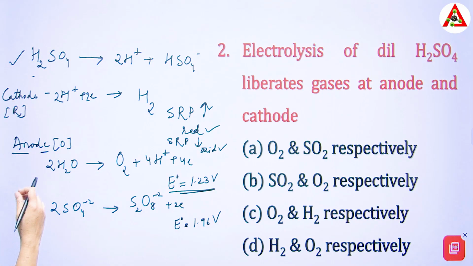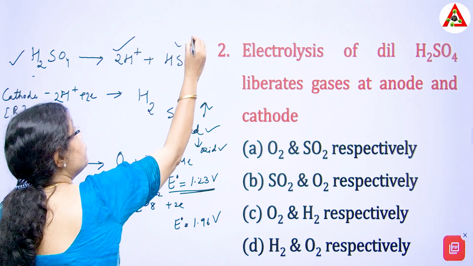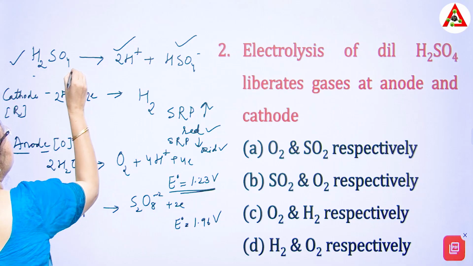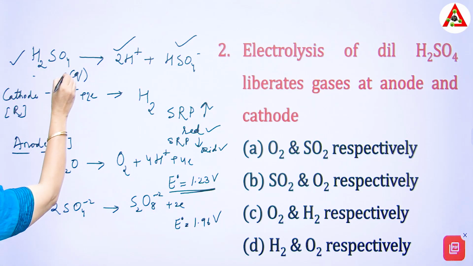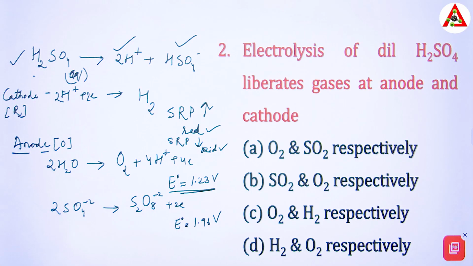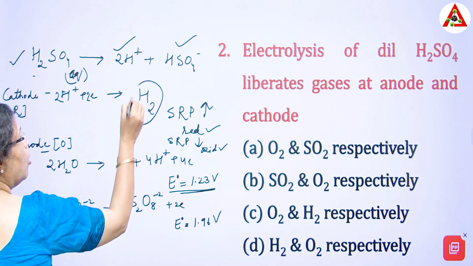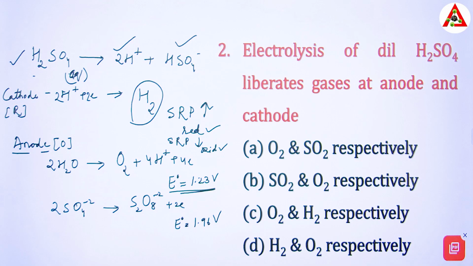Now just see, they are asking about dilute H2SO4. In case of dilute H2SO4, if you ionize, it gives H plus and HSO4 minus, along with water. We have water also, aqueous medium, so water is also in competition. But see, water has H plus and acid also has H plus. So we have non-controversial obtaining of hydrogen at the cathode. So we are getting hydrogen at the cathode. This is your answer for the cathode.